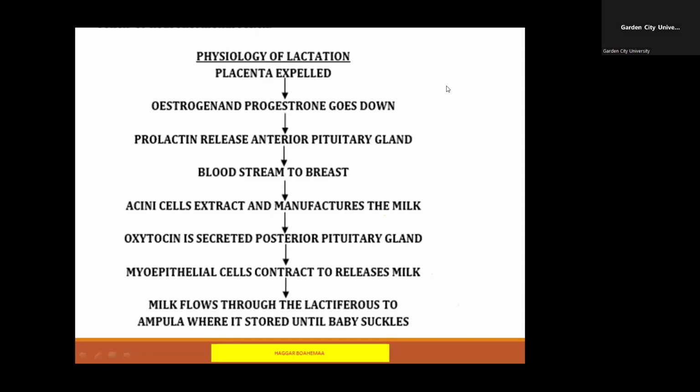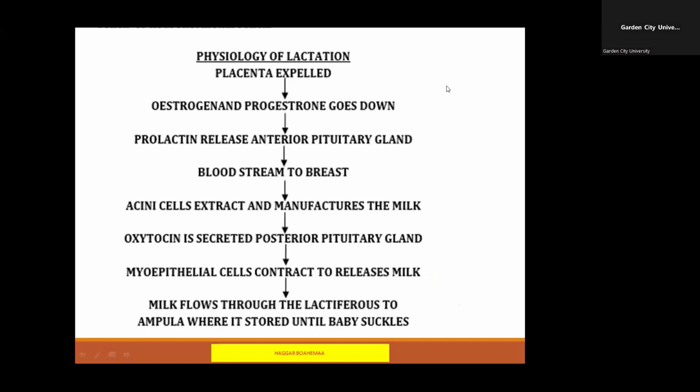Now, remember, just after delivery, the midwife gives oxytocin within 1 minute after delivery to help with the expulsion of the placenta. So after delivery, you deliver the placenta. We all know the functions of the placenta. During pregnancy, the placenta was producing estrogen and then progesterone.